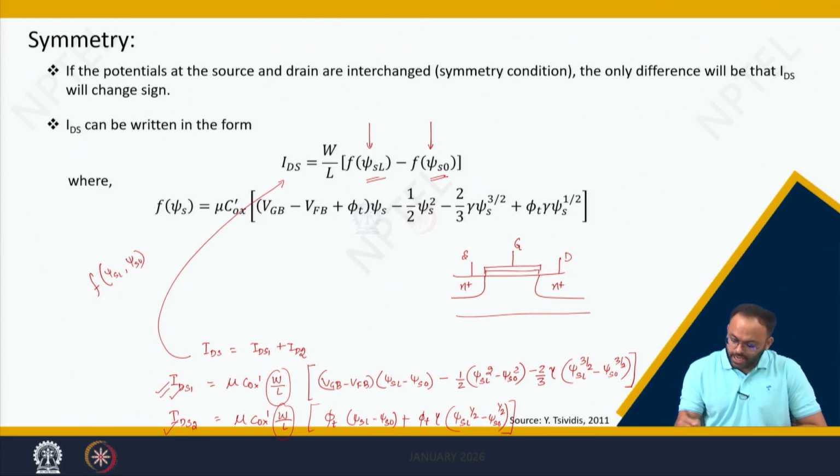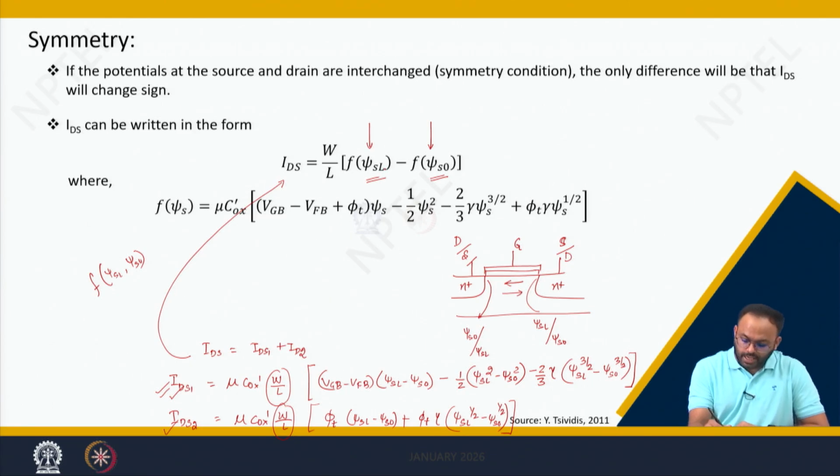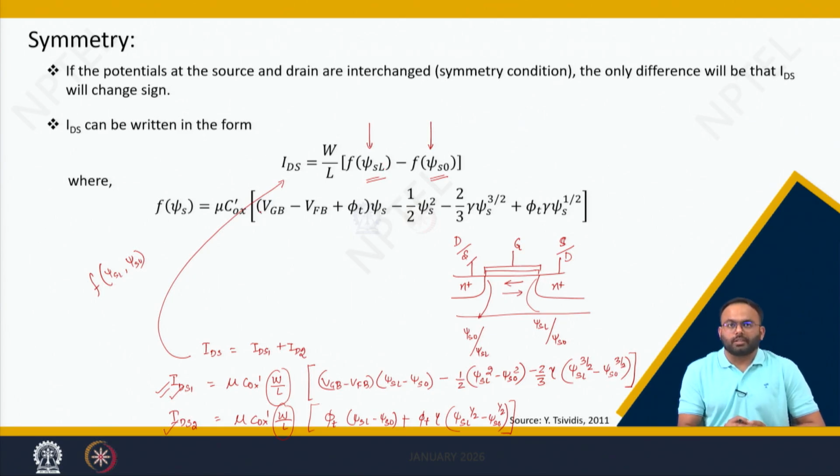If I interchange these terminals, let us say this source is replaced by drain and this drain is replaced by source, then nothing in this equation changes, because earlier I assumed this is my psi S0 and this was psi SL, but now this becomes psi SL and this becomes psi S0. The only thing is that the direction of the current, earlier from drain to source, now gets changed. So you need a negative sign when you swap the terminals. That is why we say that the MOSFET is a symmetric device.